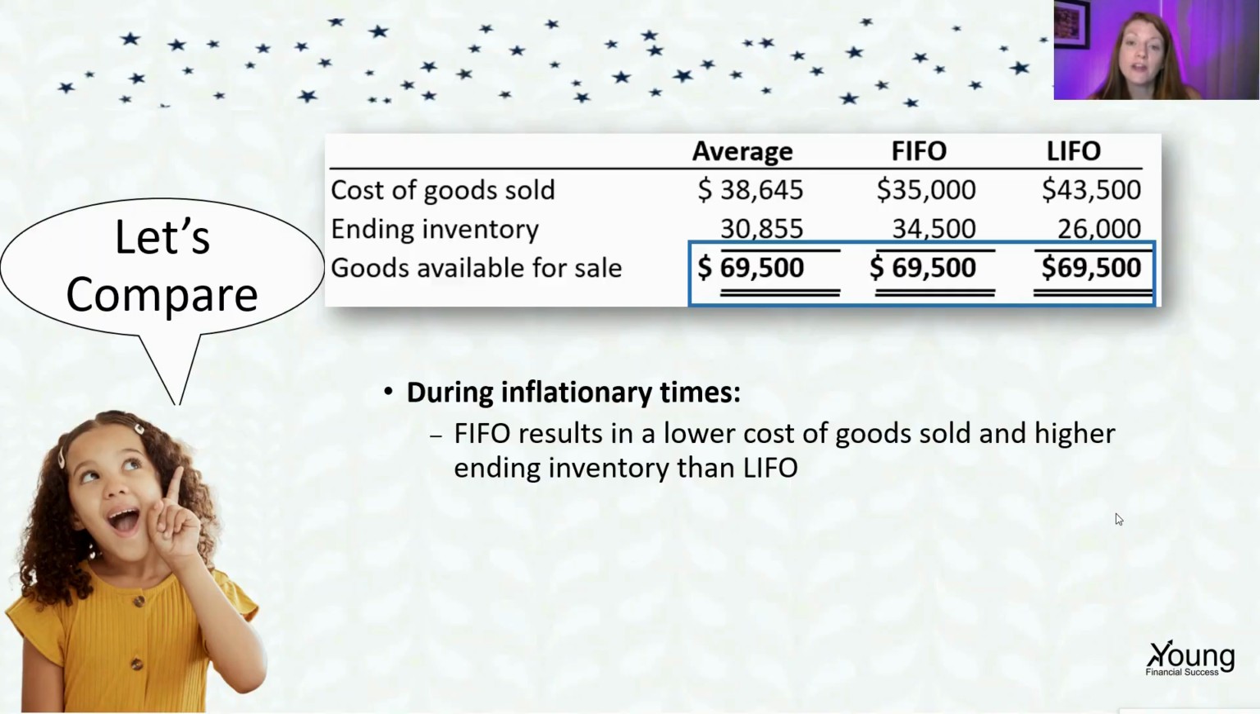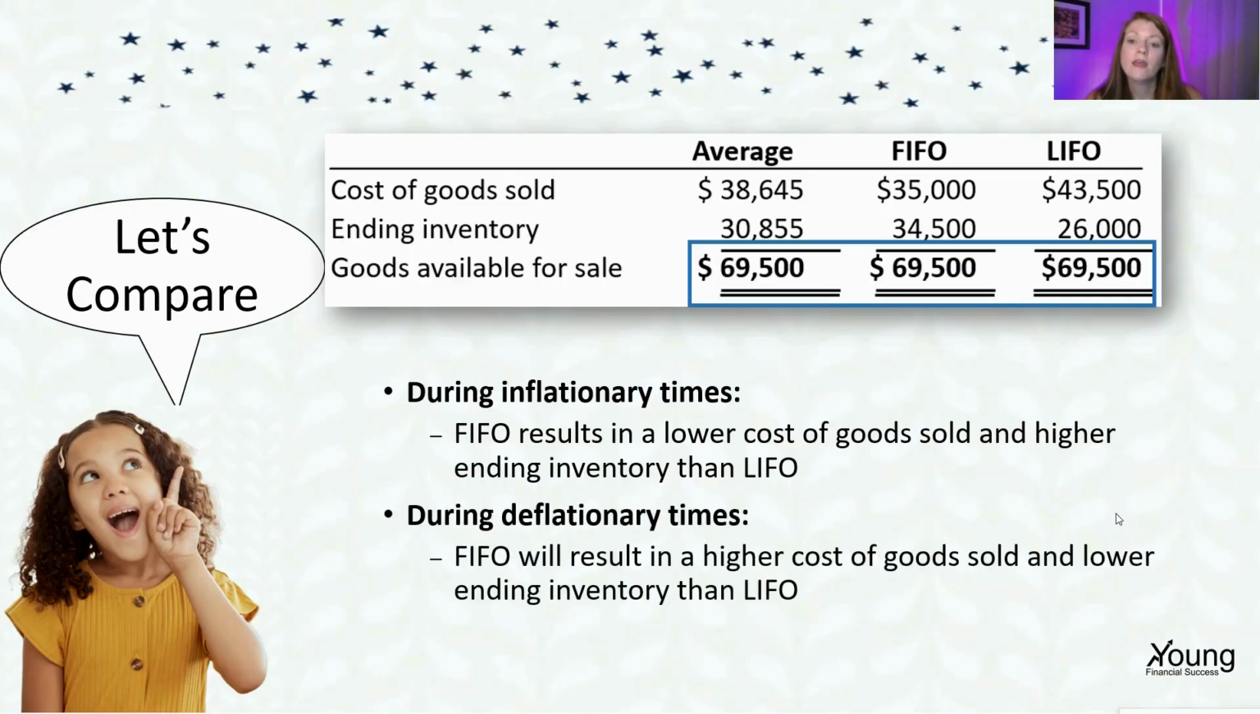So during inflationary times, FIFO will result in a lower cost of goods sold because it's older items, and the higher ending inventory under LIFO. If it was deflationary times, prices are decreasing, FIFO will result in higher costs of goods sold and lower ending inventory. Of course, most of the time, even if it's not as significant as we've seen lately, we are experiencing some degree of inflation. So we'll typically see higher cost of goods sold with LIFO. And we'll talk more about that and how that affects our financial statements and our taxes in the following video.